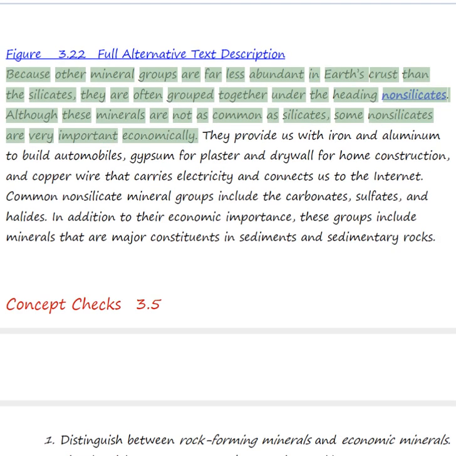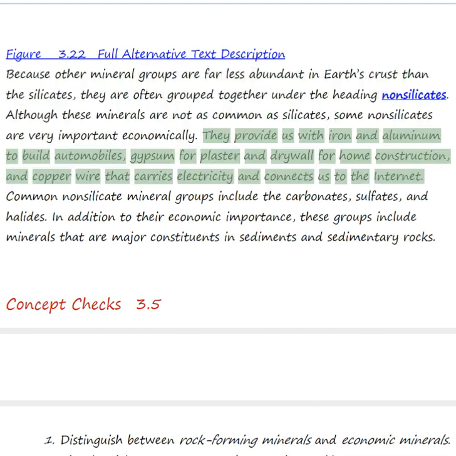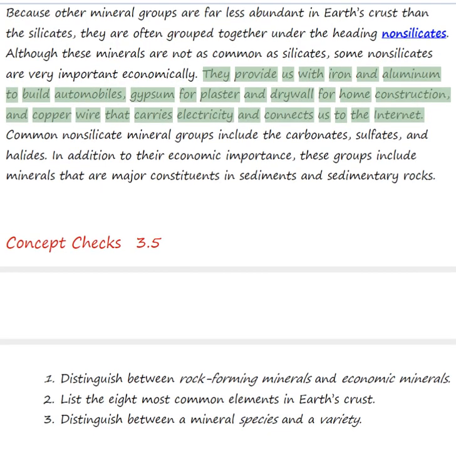Because other mineral groups are far less abundant in Earth's crust than the silicates, they are often grouped together under the heading non-silicates. Although these minerals are not as common as silicates, some non-silicates are very important economically. They provide us with iron and aluminum to build automobiles, gypsum for plaster and drywall for home construction, and copper wire that carries electricity and connects us to the internet.